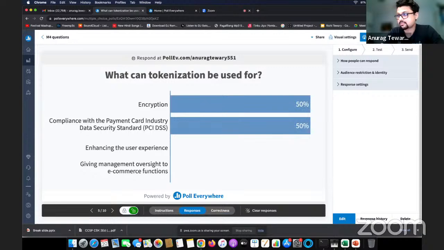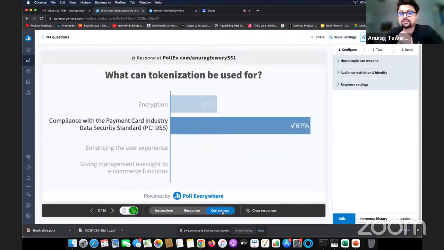So what can tokenization be used for? Oh, interesting. Split here. The right answer is compliance with PCI DSS. Tokenization doesn't necessarily do encryption, right? In other words, tokenization is not used for encryption. Tokenization is used to comply with PCI DSS, as a means to protect the account and card holder data at rest. It's not encryption. There is no encryption engine, no key involved in the process. Therefore, encryption as an answer is incorrect.